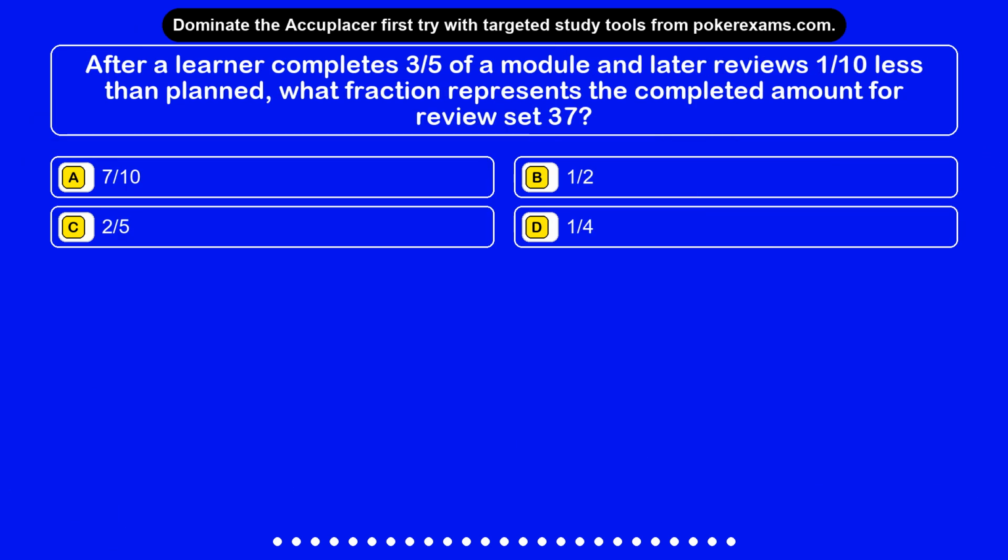Question 2. After a learner completes 3/5 of a module and later reviews 1/10 less than planned, what fraction represents the completed amount for review set 37? Option A, 7/10. Option B, 1/2. Option C, 2/5. Option D, 1/4.